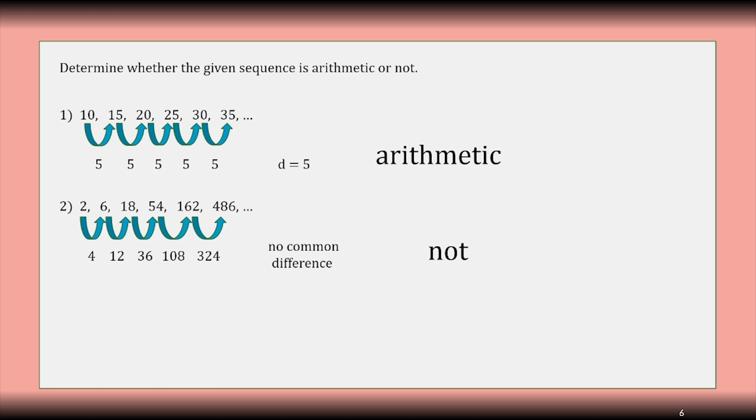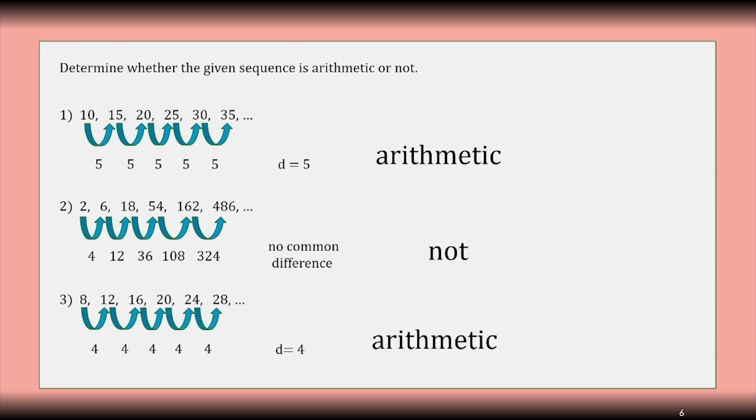So, next. Number 3, we have 8, 12, 16, 20, 24, and 28. Again, let us identify the difference between each number. So, we have 4, second term and third term, 4 din. Then, third term and fourth term, 4. Then, 20 and 24 has a difference of 4. Then we have 24 and 28. So, ang difference niya is 4 din. So, makikita naman natin that this is an example of arithmetic sequence.